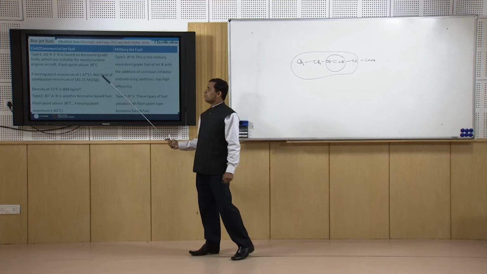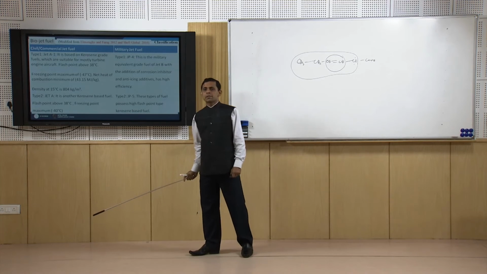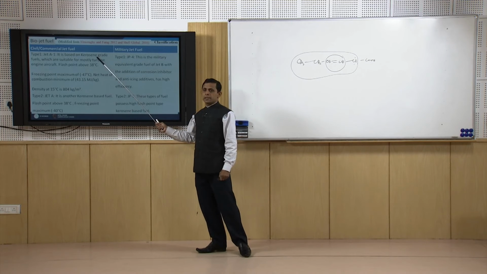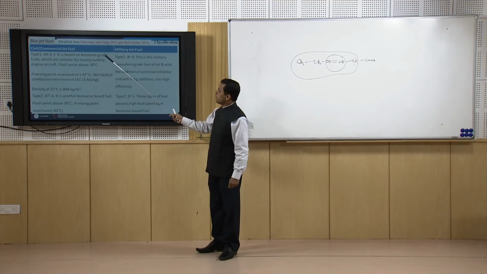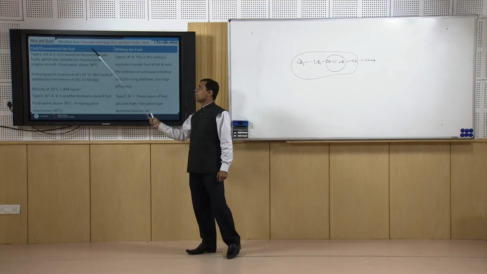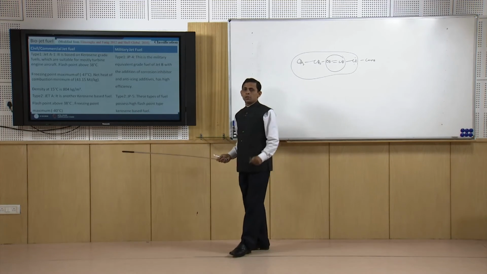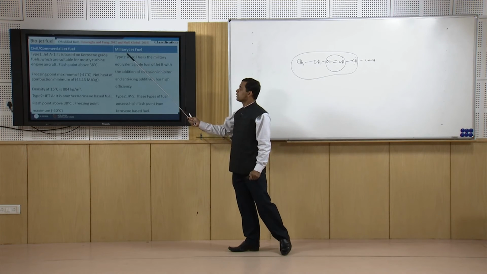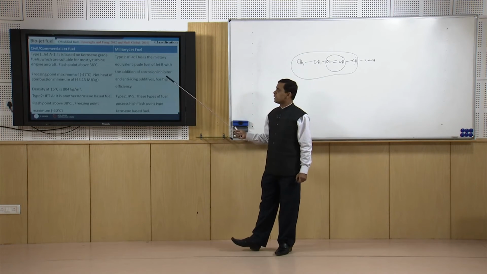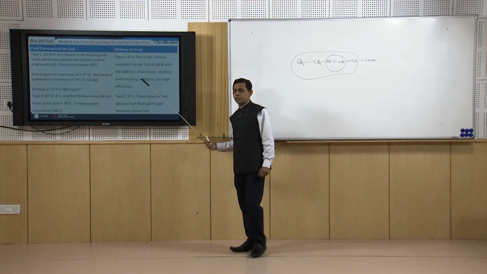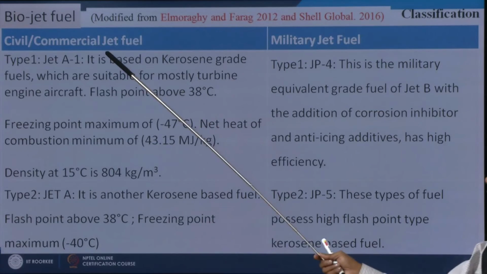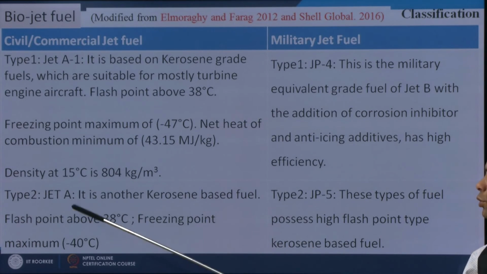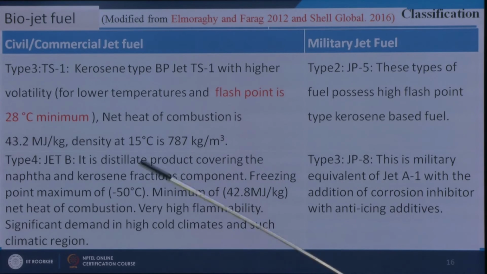Now, we will discuss bio jet fuel production. So, what is bio jet fuel? Jet fuel is used in jet engines, and it can be commercial jet fuel or military jet fuel. There is a slight difference between commercial jet fuel and military jet fuel. Basically, military jet fuel contains more corrosion inhibitor and anti-icing additives. Commercial jet fuels are basically of four types as given here: type 1, type 2, type 3 and type 4.